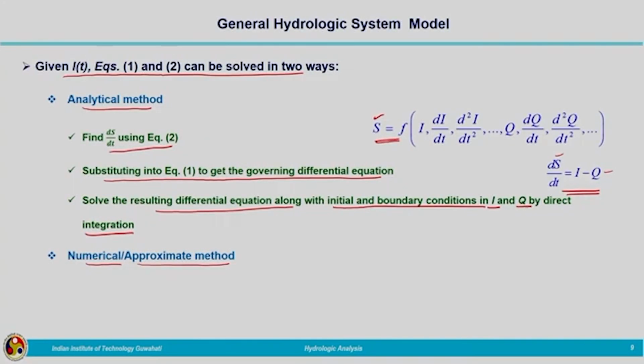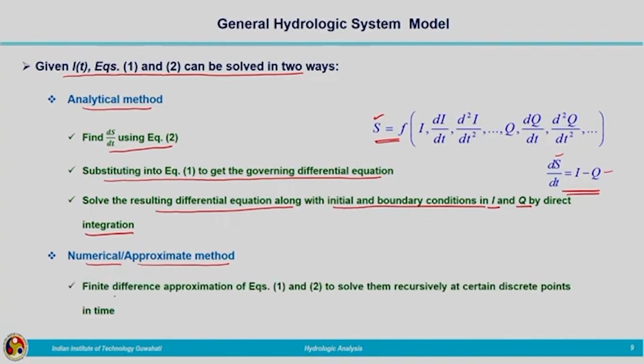In the case of the numerical or approximate method, a finite difference approximation of equations 1 and 2 will be utilized to solve them recursively at different discrete points in time. These finite difference methods and other numerical techniques you will be studying in another course on numerical applications in engineering. That is beyond the scope of this course, but for a basic understanding I have put this slide here, showing how these equations can be solved mathematically.